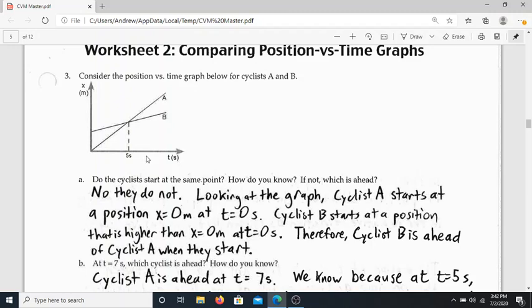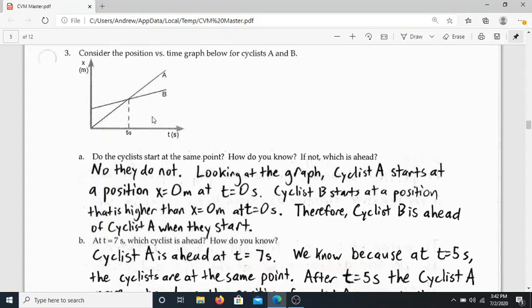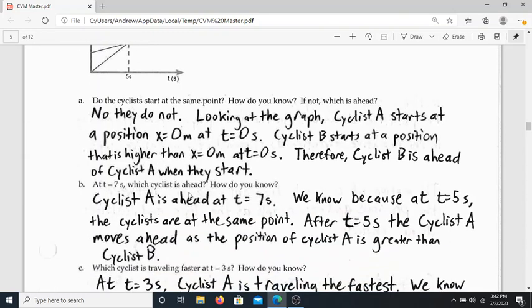If we look at 7 seconds, you'll notice that cyclist A is now at a farther position ahead of cyclist B. So, because of that, at 7 seconds, cyclist A is now ahead. We're going to talk about it at the end as well. But basically, we're going to find out that at t equals 5 seconds, the cyclists are at the same point. And then after it, cyclist A moves ahead of cyclist B.